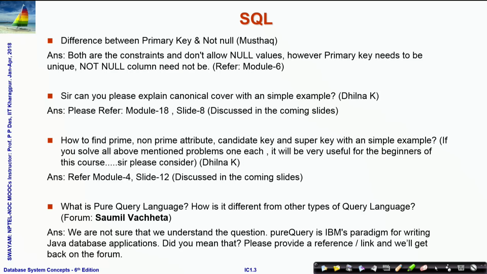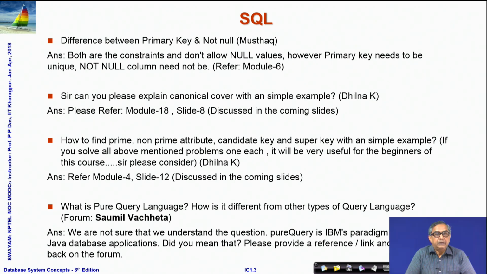The first question is from Mustaq. The question is the difference between primary key and not null. We know that while creating a table, a certain field can be specified as not null. If a field is specified as not null, then the null value cannot be put there. We will always have to specify a value. Certainly, if an attribute is a part of a primary key, then that attribute can never take a null value, but the reverse is not true.